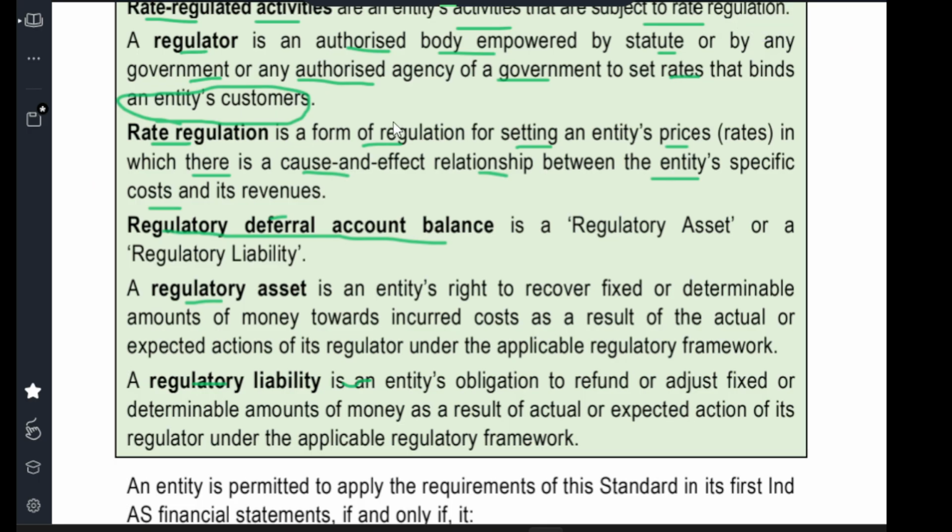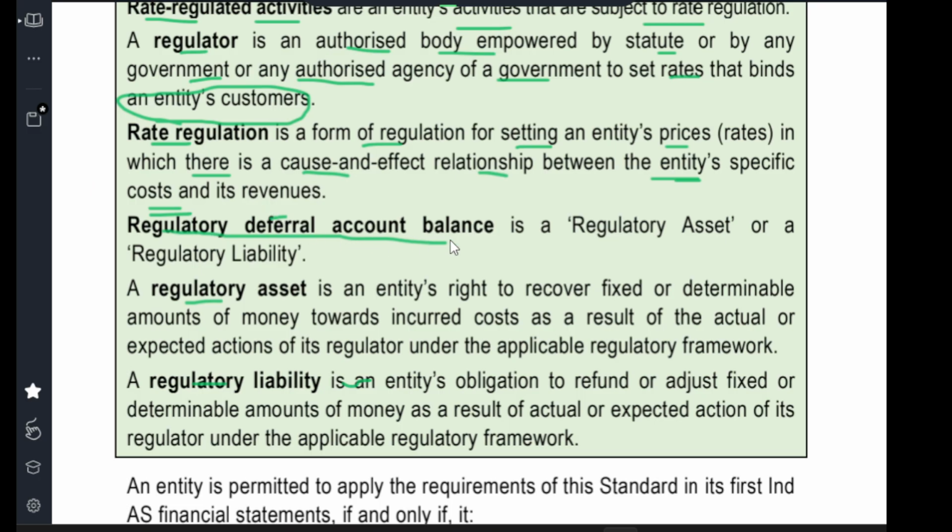Rate regulation is a form of regulation for setting an entity's price, in which there is a cause and effect relationship between the entity's specific costs and revenue. For example, in the case of petrol, the price is determined by the government. The government says you can sell at this price. So that is what rate regulation is.